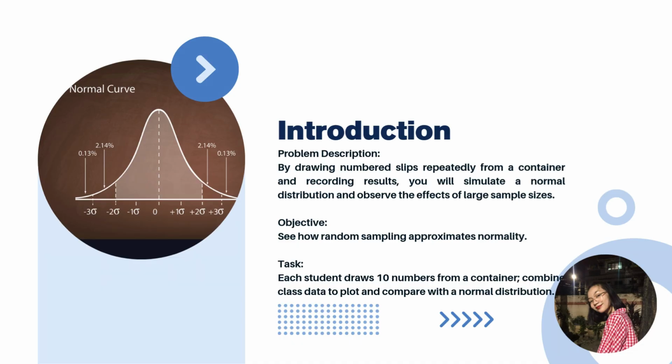Introduction. Problem description. By drawing numbered slips repeatedly from a container and recording results, you will simulate a normal distribution and observe the effects of large sample sizes. Objective. See how random sampling approximates normality. Task. Each student draws 10 numbers from a container, combine class data to plot, and compare with a normal distribution.